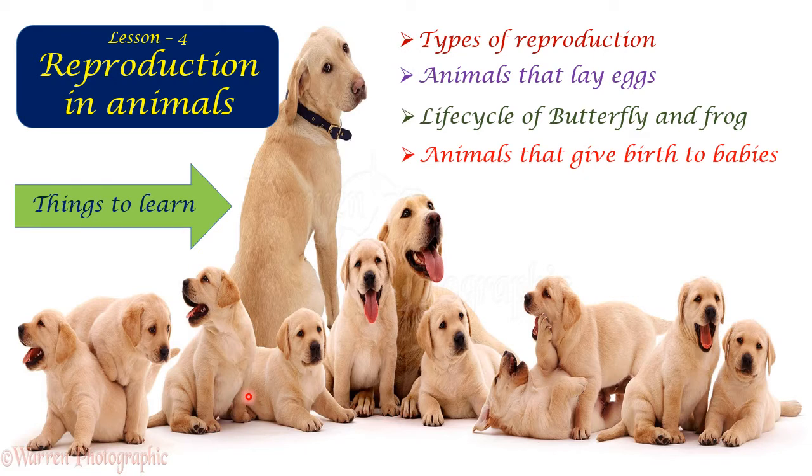Next, animals that give birth to babies. Here we saw animals that lay eggs, and here giving birth. They are two different processes, and we will discuss them in detail. Then taking care of young ones. Once after giving birth, they should take care of them. These are the different processes in reproduction in animals. So let us get into the lesson and learn things in detail.